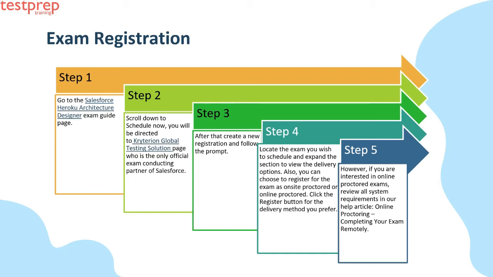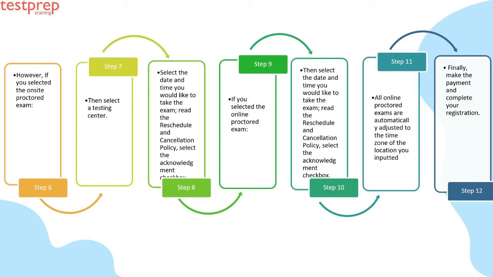Fourth, locate the exam you wish to schedule, and expand the section to view the delivery options. You can choose to register for the exam as on-site proctored, or online proctored. Click the Register button for the delivery method you prefer. Fifth, if you are interested in online proctored exams, review all system requirements in our help article, Online Proctoring, Completing Your Exam Remotely. Sixth, if you selected the on-site proctored exam.